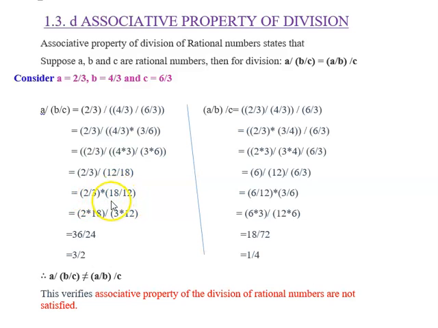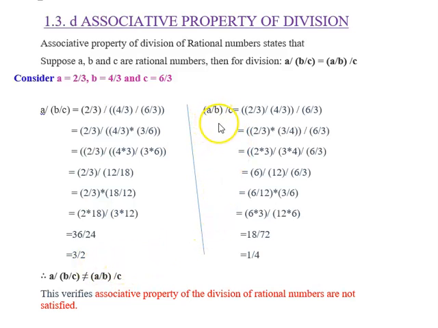So I am multiplying the numerator and denominator. So 2 times 18 divided by 3 times 12. So 2 times 18 is 36 and 3 times 12 is 24. So I am simplifying this, I am getting 3 divided by 2. So that is a divided by (b divided by c) is 3 divided by 2. Now I will see the right hand side.